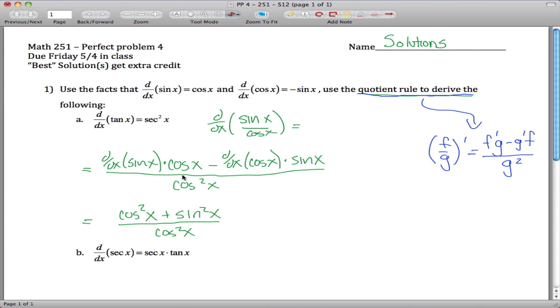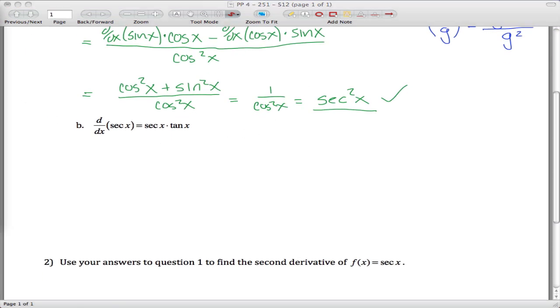So now we've taken all the derivatives, but we haven't gotten a secant squared of x. The reason we haven't is because we haven't simplified this enough. Again, from 112, sine squared plus cosine squared is equal to 1 for any angle x. So this right here is just 1 over cosine squared of x. And maybe you remember that 1 over cosine is secant. So what we get is that the derivative of tangent is secant squared.